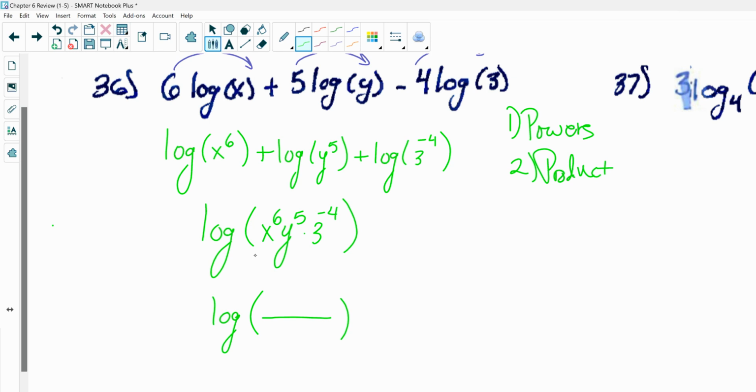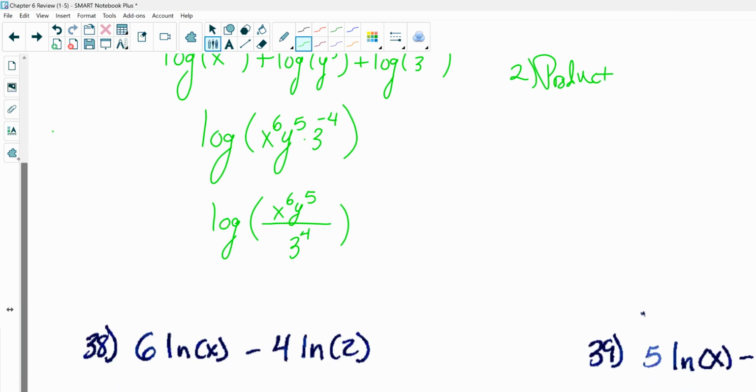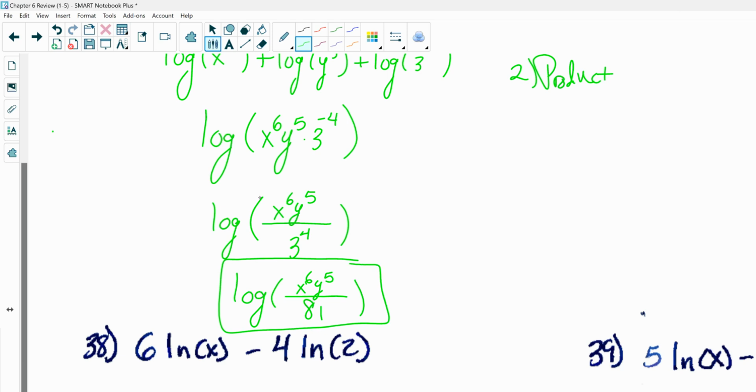Now we can't leave exponents negative. 3 to the negative 4th has to be moved from the top of the fraction to the bottom, which makes the exponent go from positive to negative or negative to positive. And in a lot of cases, we'd be done. But 3 to the 4th power, we can type that in and see what it is. It turns out to be 81. And that's it.